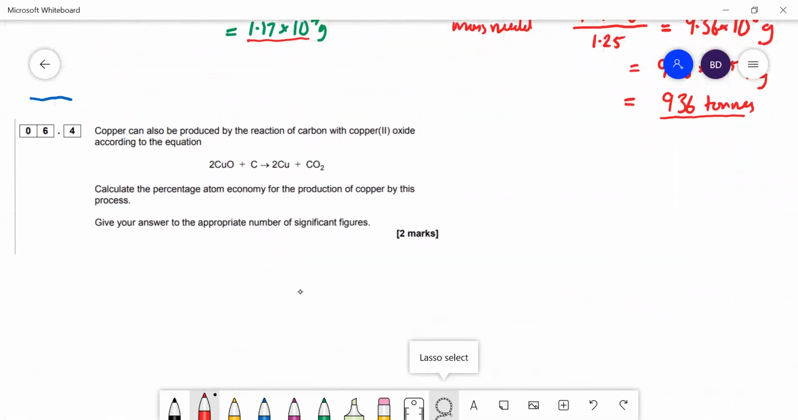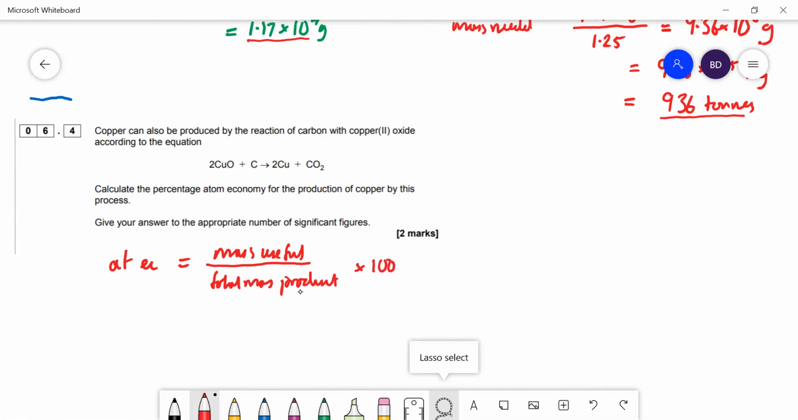Right, so atom economy is equal to the mass of the useful product over the total mass of products multiplied by 100.